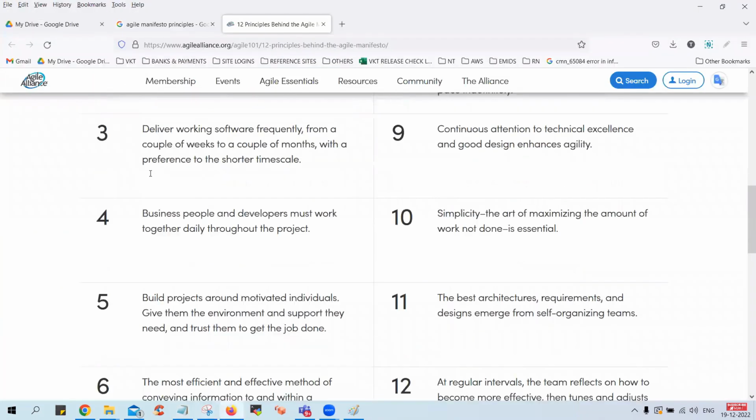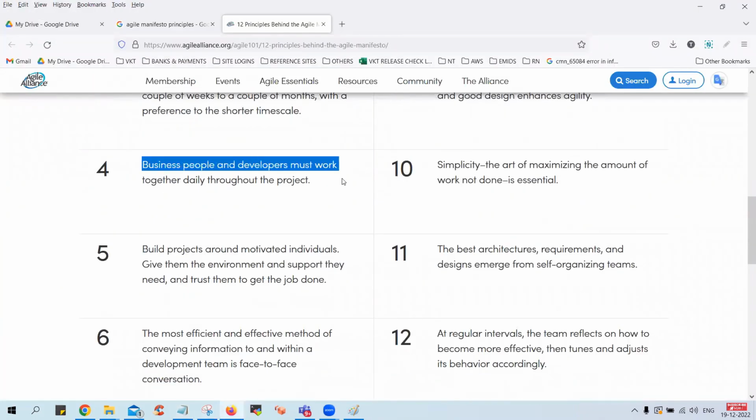Let's focus on the fourth point. The business people and the developers must work together daily throughout the project. Does it make sense, guys? Fourth point.